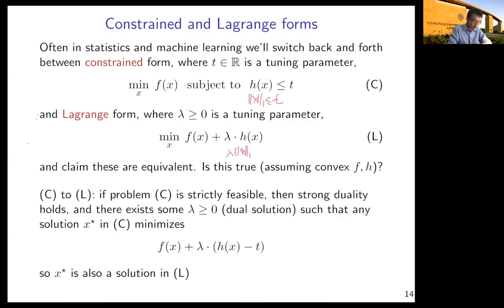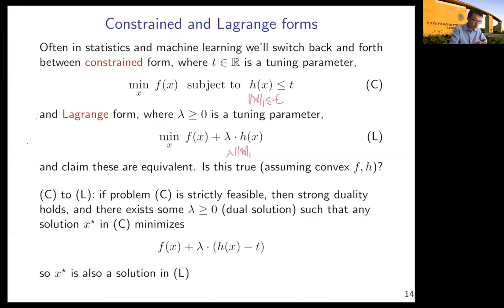People often claim that these two forms are equivalent to each other for convex optimization problems. Before we learned the KKT conditions and duality, it's not really clear how we formally establish that they are actually equal. But now we can. First of all, we can say that there exists a lambda parameter for every t that we can construct such that the solutions are identical.